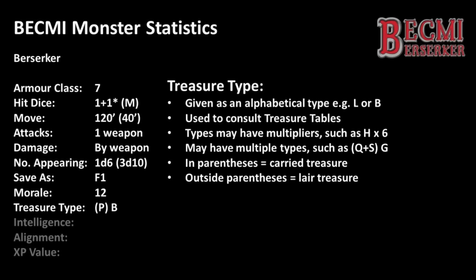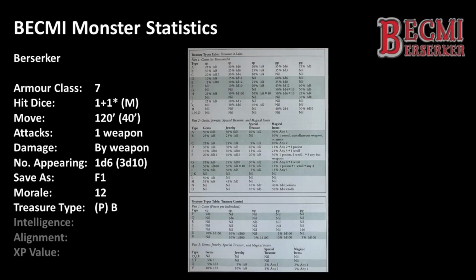This Berserker has a treasure type of P, B, so what it carries amounts to treasure type P, and it has whatever the value of treasure type B is stashed in its lair. Let's have a quick look at those treasure tables to put all this in context. So if P is my carried treasure, then that would amount to just 3d8 copper pieces in coins, and no extra gems, jewellery or special bits and pieces.